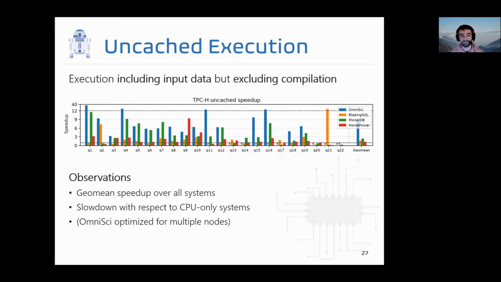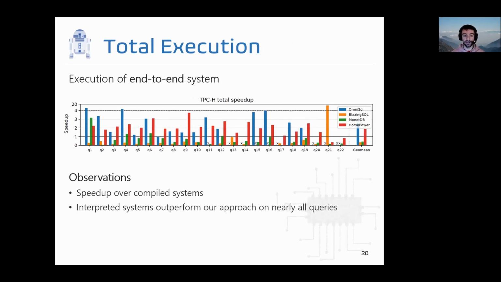Now, in terms of total execution, which is going to be end-to-end, including input data, execution, as well as the compilation cost, we still see speedup over compiled systems, but interpreted systems now perform much better overall. And so we're doing really well compared to other compiled systems where we have our optimized compilation pipeline, but it's still very slow compared to just running an interpreter because compilation often vastly exceeds that of the execution.